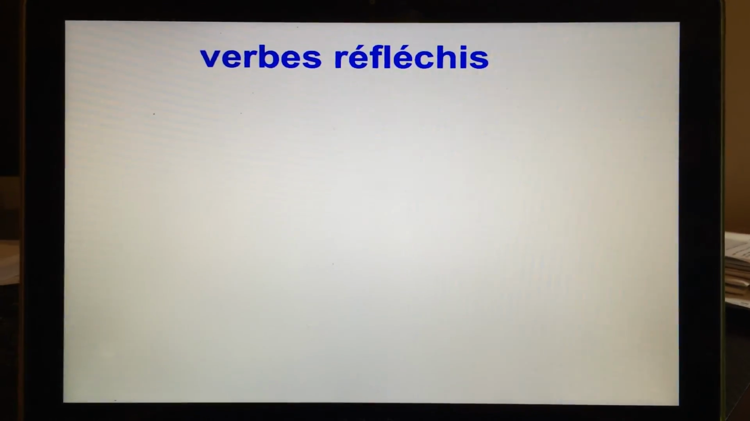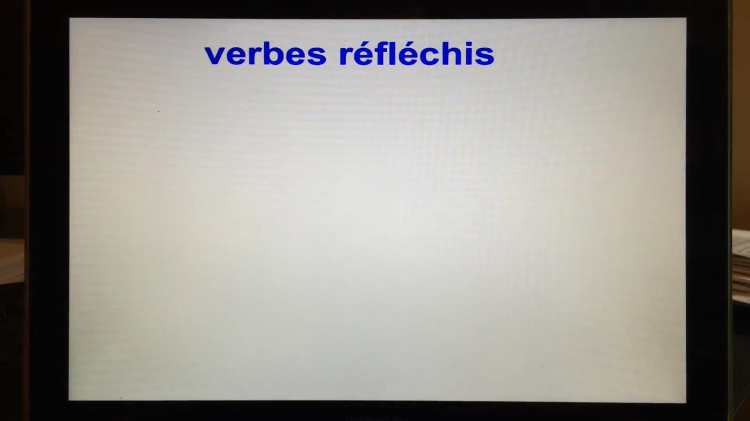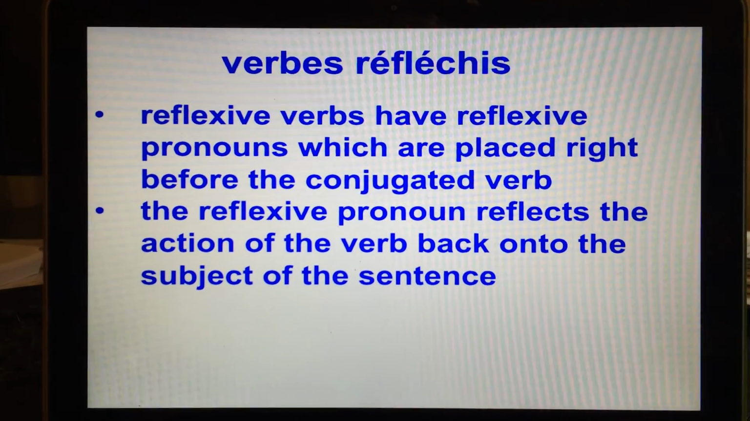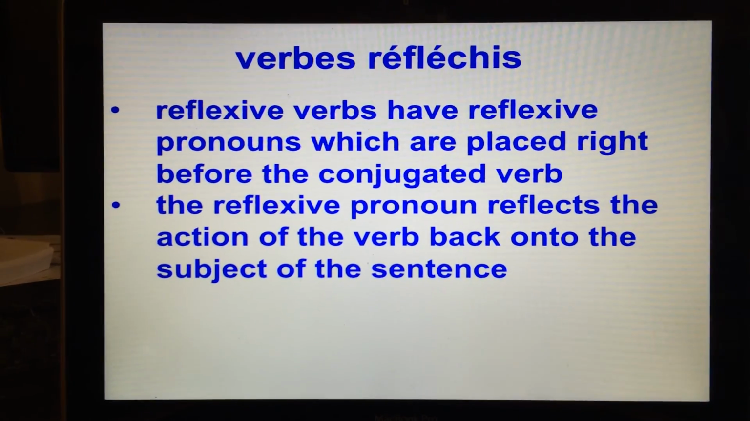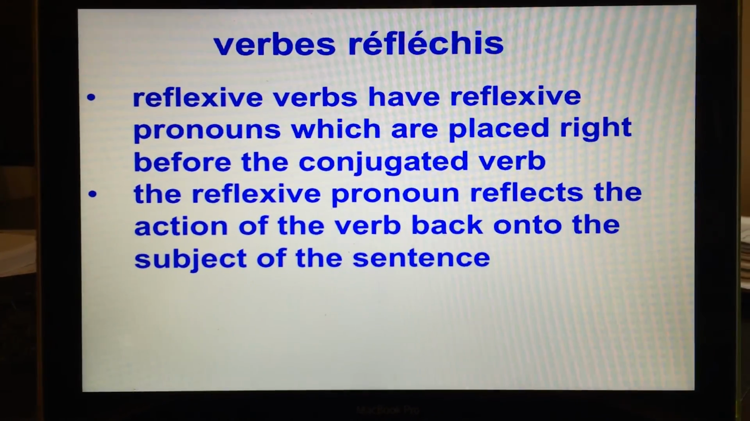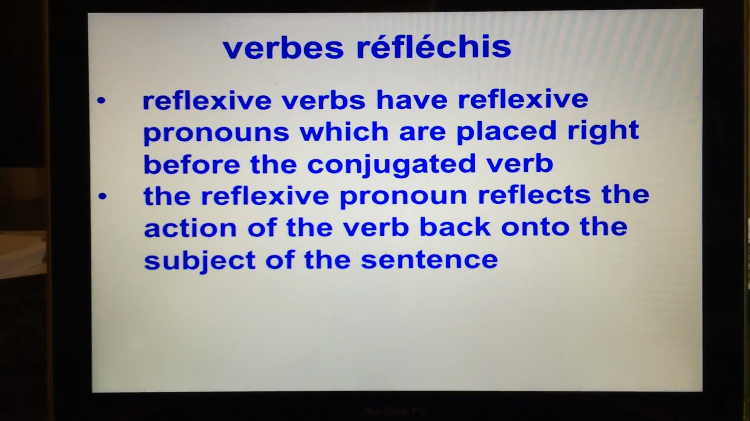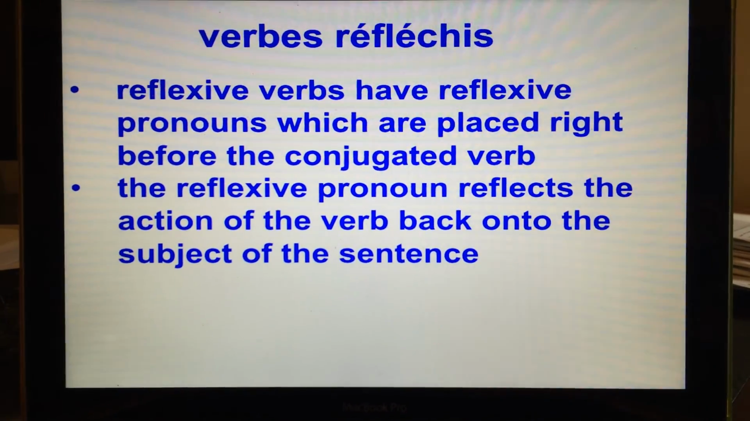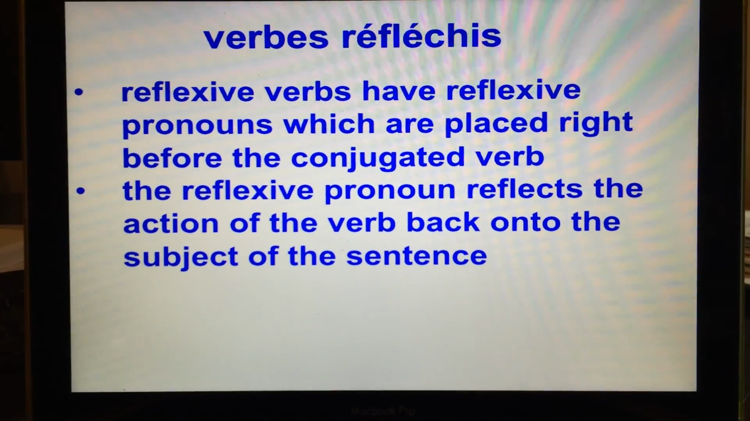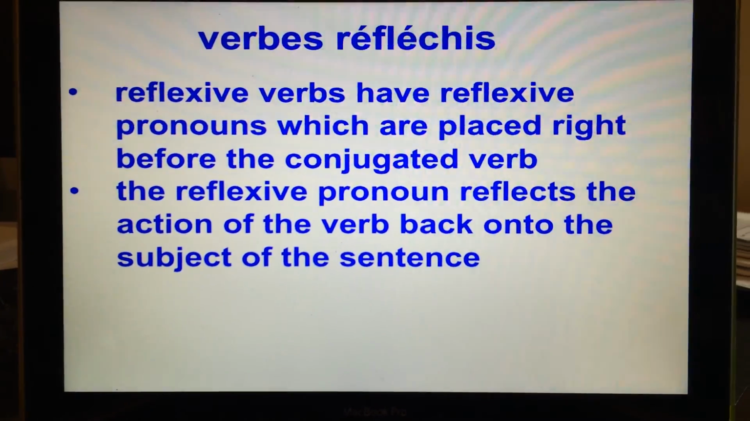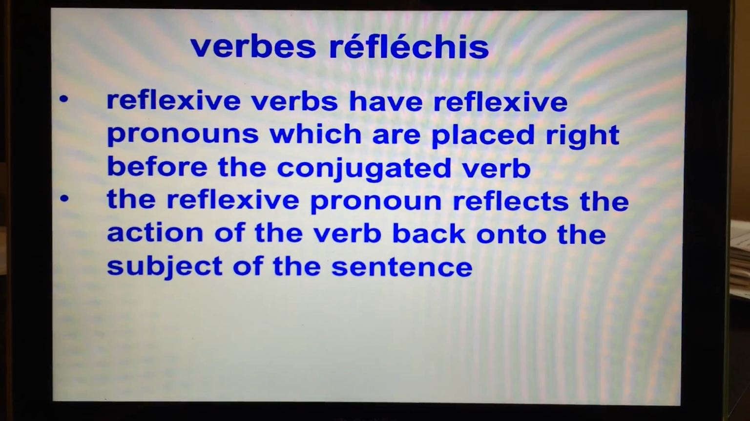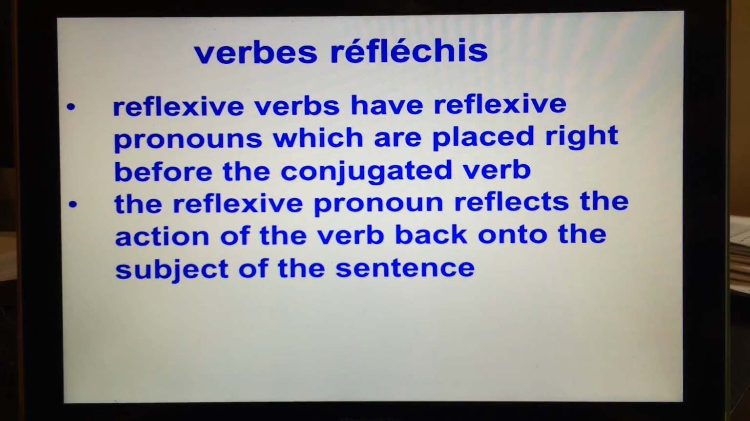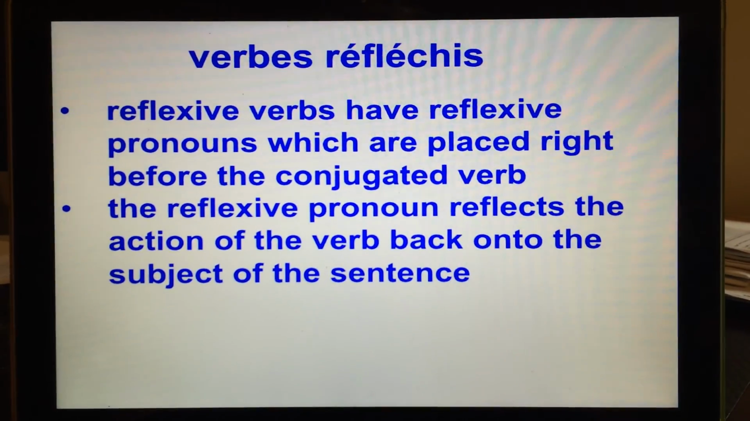Alright, so first we're going to do a little review of verbe réfléchi, which are reflexive verbs. So a couple key points to know here are that reflexive verbs have reflexive pronouns with them, and these pronouns are placed right before the conjugated verb. Another thing to know, these reflexive pronouns reflect the action of the verb back onto the subject of the sentence, okay? So go ahead and hit pause, copy down these notes, and when you're ready to move on, hit play again.